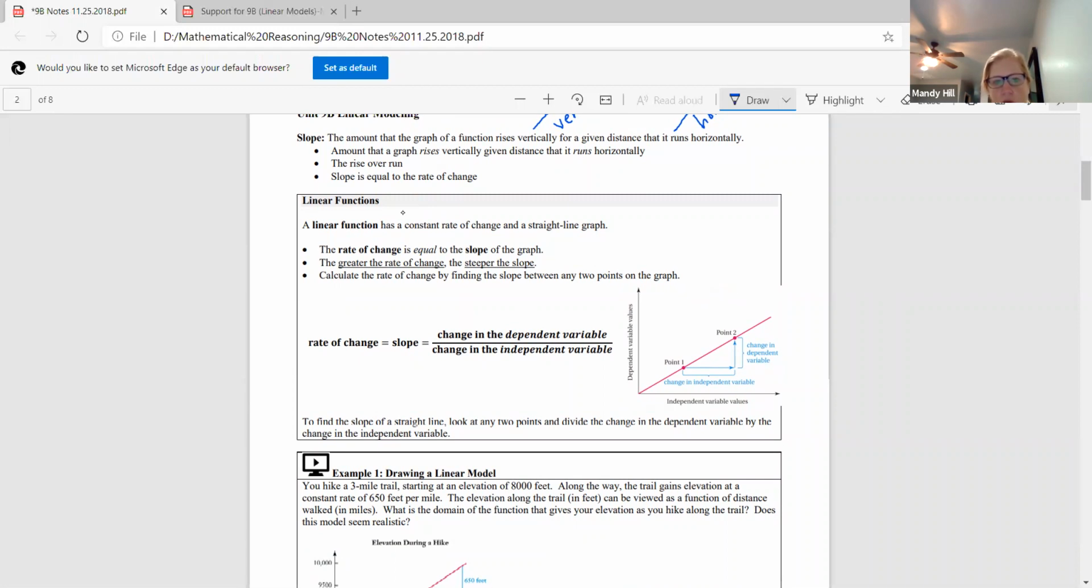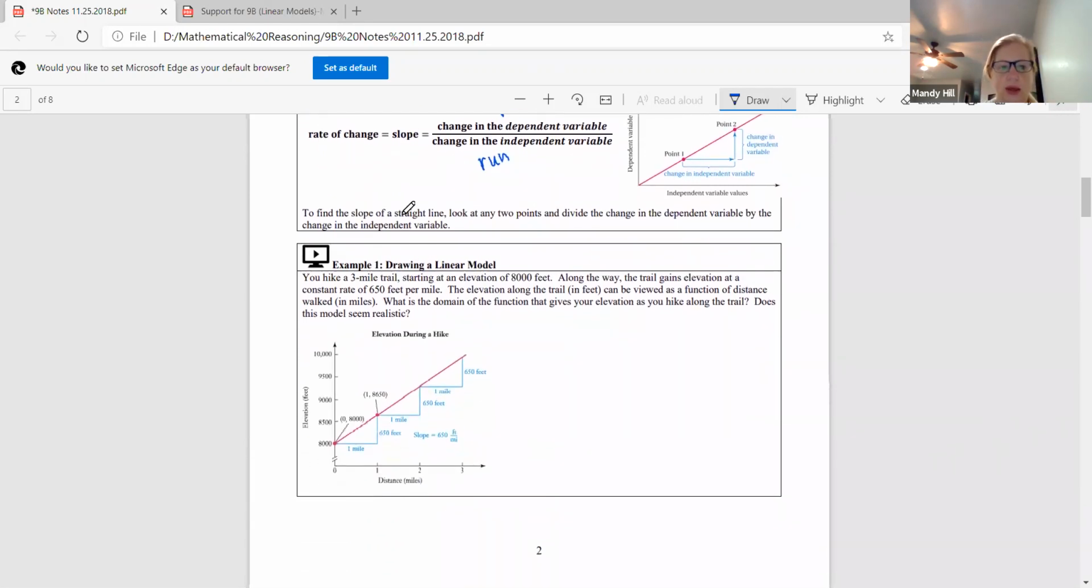Kind of like if you were looking at a mountain. The steeper the mountain, that would be the greater rate of change. You calculate the rate of change by finding the slope between any 2 points on a graph. So another way to think about the slope is the change in the dependent variable, which is your rise, over the change of your independent variable, which is your run that we talked about before.